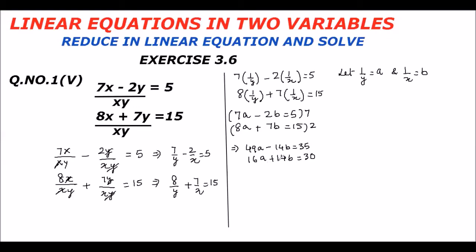Since the signs are already reversed, we will add the two equations, and when we add, this b will get cancelled and we will have 65a is equal to 65. That gives a is equal to 65 upon 65. So this will be 1. The value of a that we are getting is a is equal to 1.